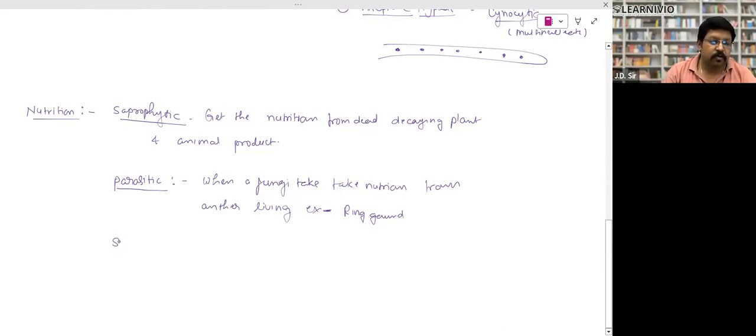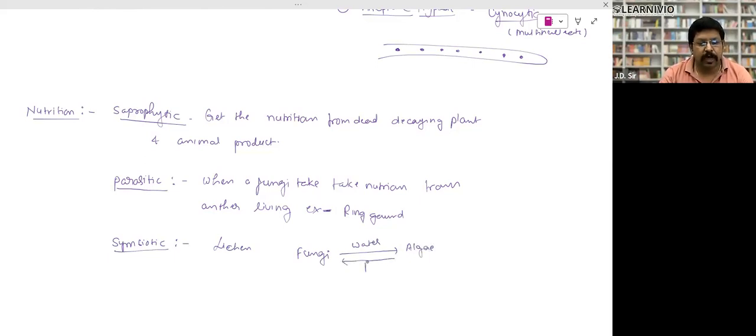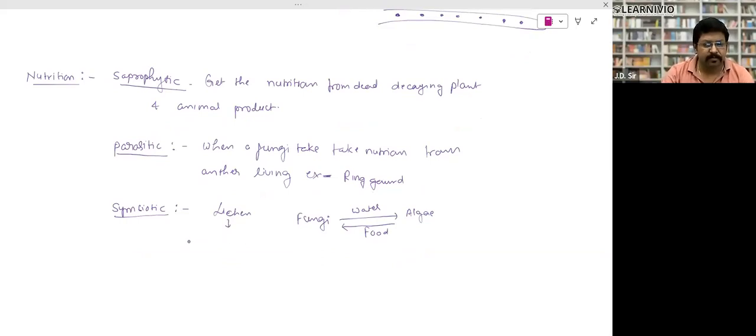What is a symbiotic relationship? When they live in a symbiotic relationship, for example lichen. Remember or not? I have discussed that. Fungi give water and minerals to algae. In return, algae give fungi food. Both are helping each other, right? So lichen is a combination of two kinds of organisms. We have discussed it. Lichen is a combination of fungi plus algae, where both help each other, and this combination is called lichen. This kind of relation is a symbiotic relationship.